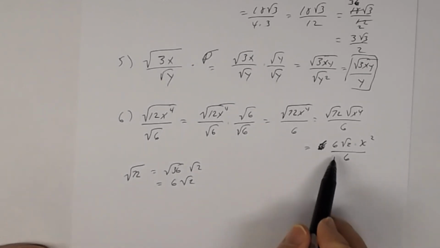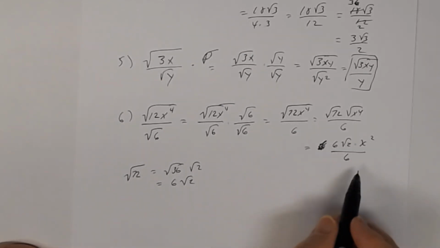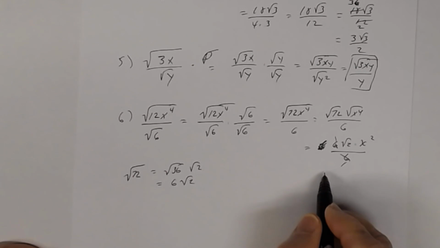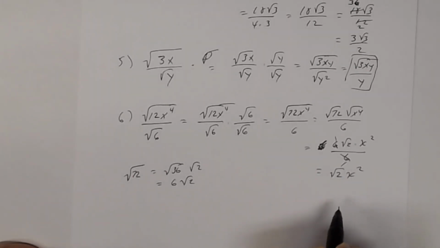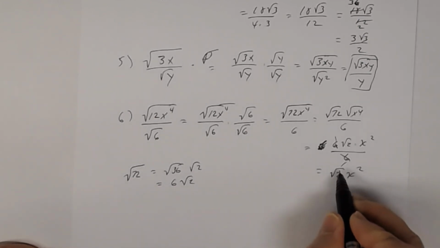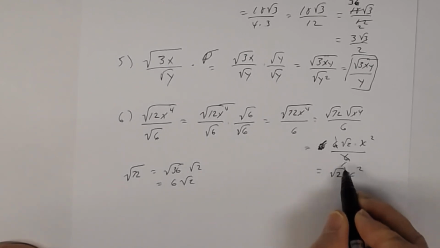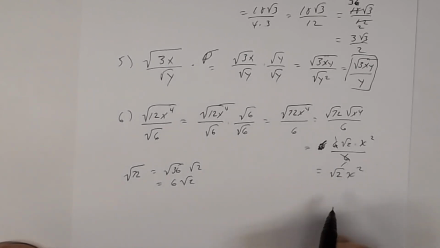Now look how simple this is now. The 6's divide out, and so I get the square root of 2 times x squared. Now be careful, some of you get yourselves into trouble because when you write it, you extend the radical to where it looks like that x squared is under the square root. The x squared is not supposed to be under the square root.